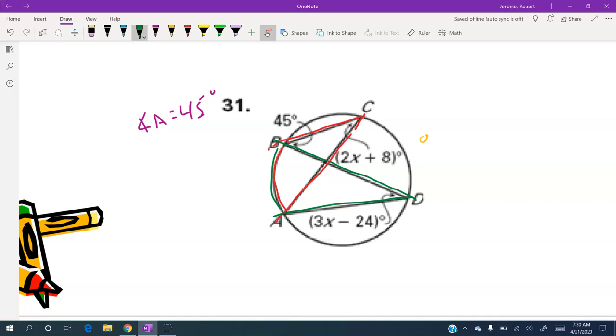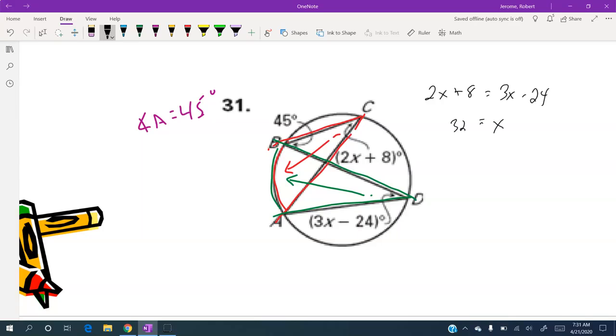So what's going to happen? Both angles produce the same arc. So both inscribed angles produce the same arc. So those angles are congruent to each other. So that's going to be our equation. And we have all the algebra for it. 2x plus 8 equals 3x minus 24. We can, of course, do a little work here. So we're going to find x.